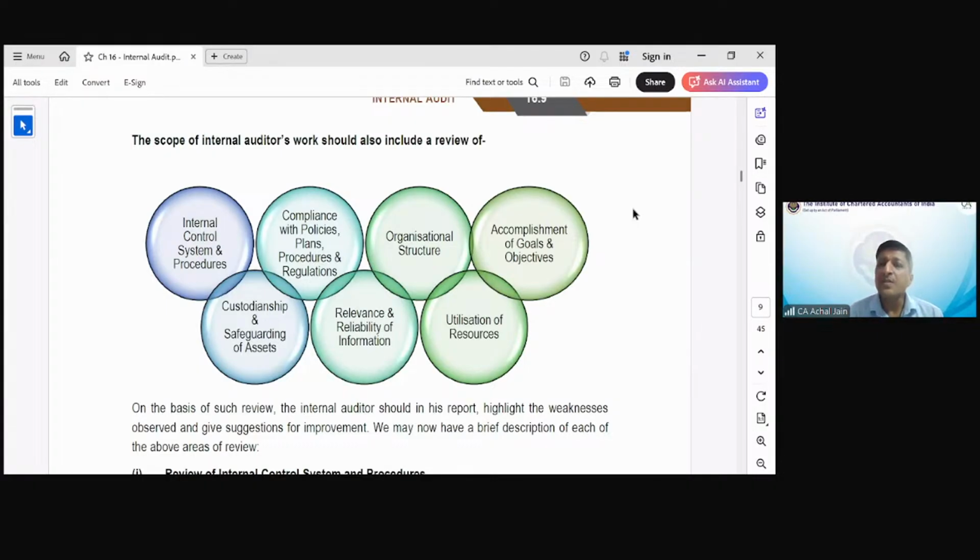Internal control systems and procedures. Whether those are operating in an effective manner, or various policies and procedures which the management has set up, whether compliance for that is in place or not. So it's a review. It's a review.